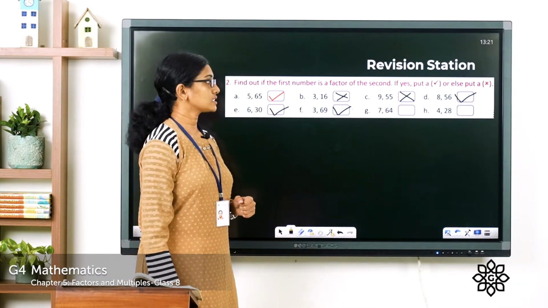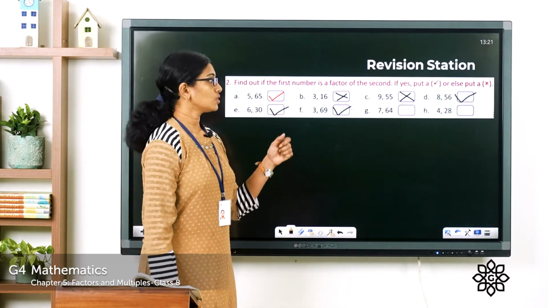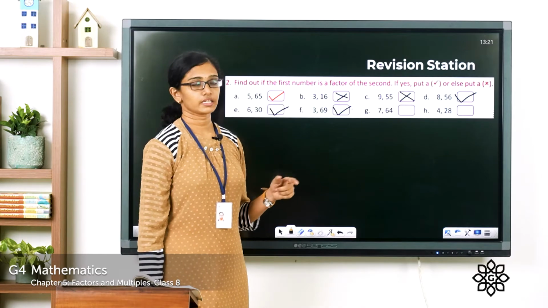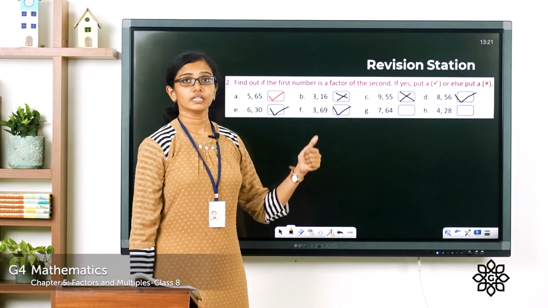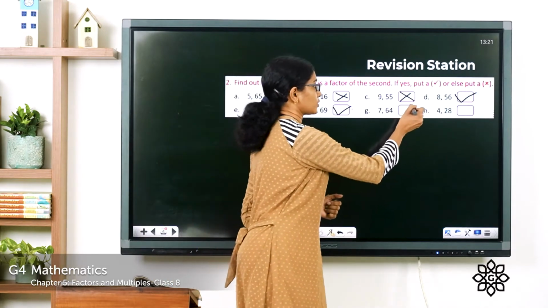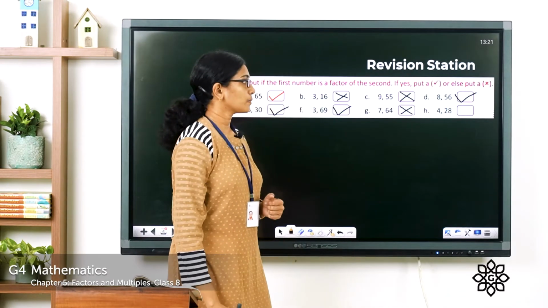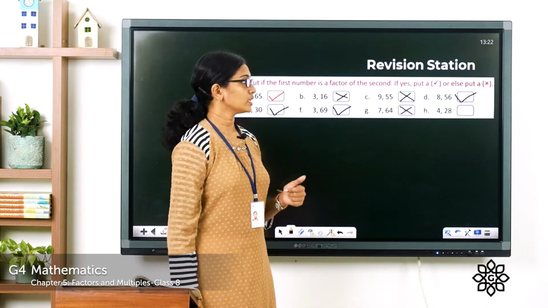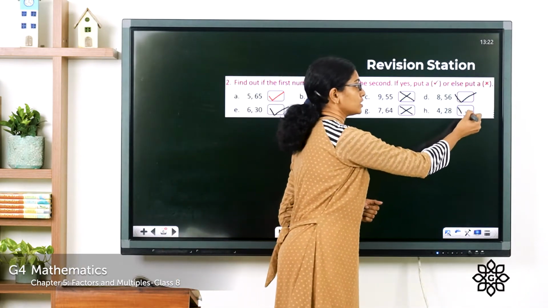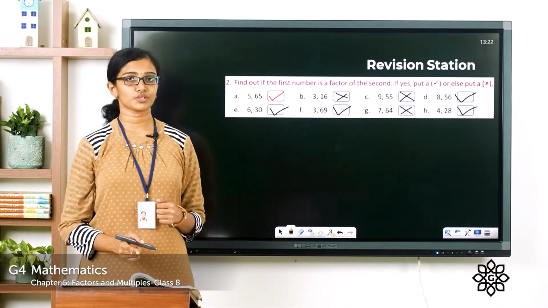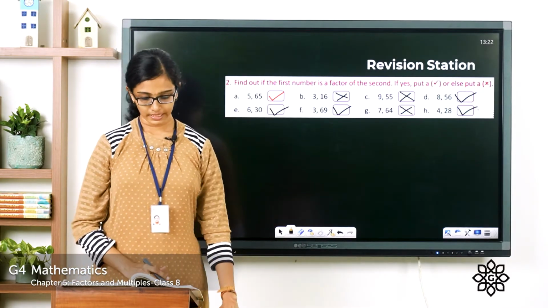Now what about question G, 7 and 64? 64 is not a multiple of 7, or 7 is not a factor. We cannot divide 64 by 7 completely without any remainder. So let's put a cross over here. Now what about question H, 4 and 28? 4 sevens are 28. So 4 is a factor of 28. So let's put a tick over here. So that was question number 2. Let's move on to question number 3.